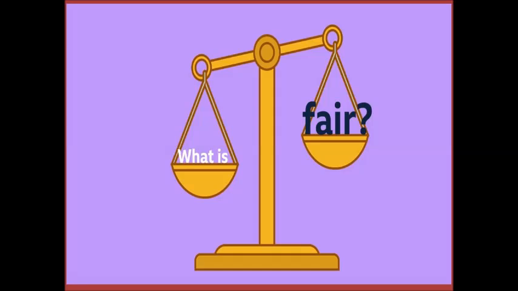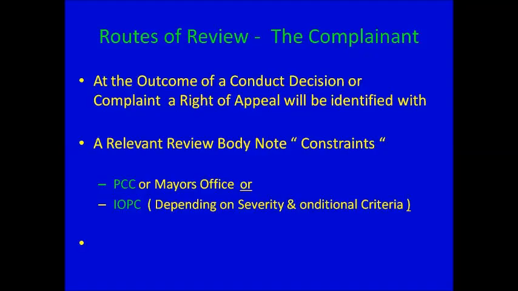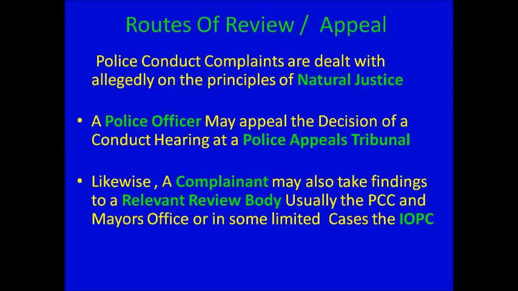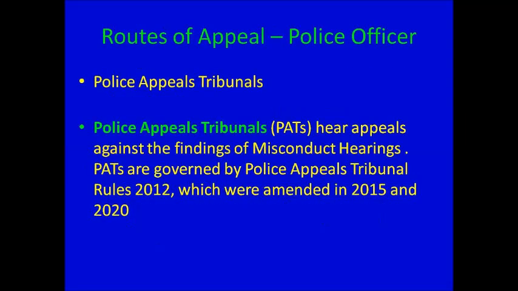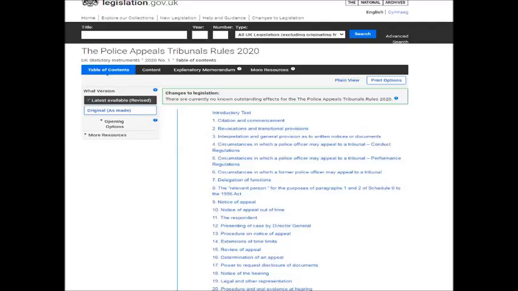So, in order to complete a thorough overview, we are going to look at the routes of review and appeal when outcomes are arrived at. Even if you have proven your case to be so egregious, such as to merit dismissal, a police officer still has a right of appeal at a police appeals tribunal, which are governed under the Police Appeal Tribunal Rules 2020. During that process, an officer may have substantial legal representation. The grounds for putting forward an appeal to tribunal are as given in the slides that follow.